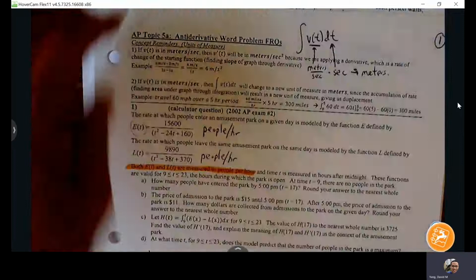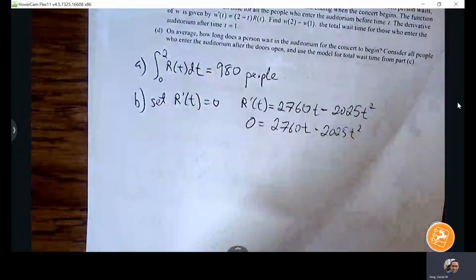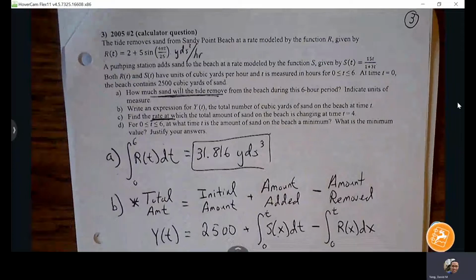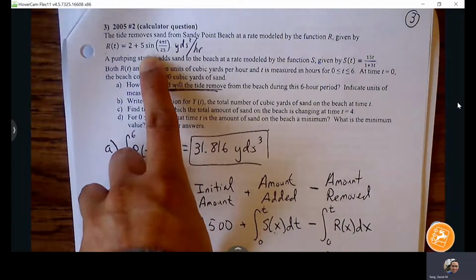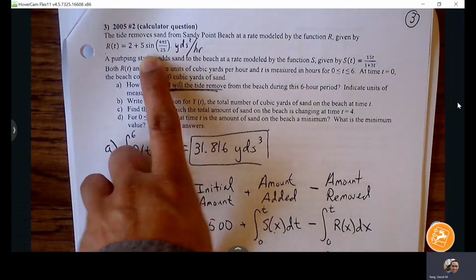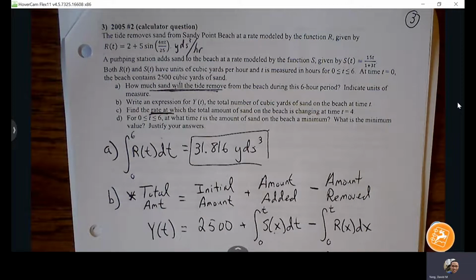Okay, so we finished number 1, and we made some progress on number 3, but let me recap the steps that we did for number 3. Number 3 was all about the amount of sand on the beach. We have S of t and R of t. R of t is giving us information about the rate at which the tide is removing the sand from the beach, and S of t is the rate at which sand is being added onto the beach.